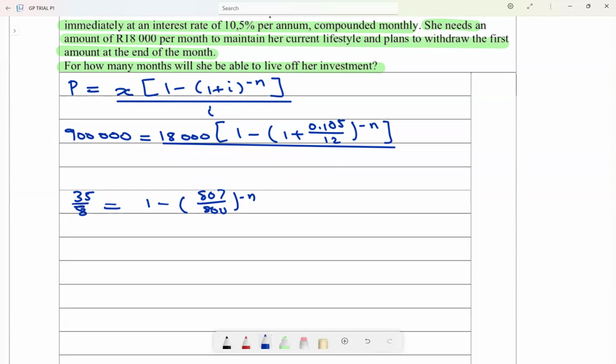Then I'm transposing this to the other side so that it becomes 807 divided by 800 to the power of negative n, equal to 1 minus 35 divided by 8. 1 minus 35 divided by 8 is the same as negative 27 divided by 8.